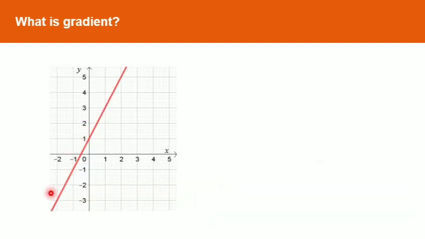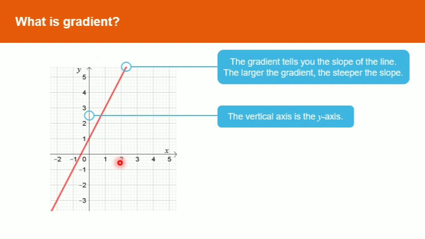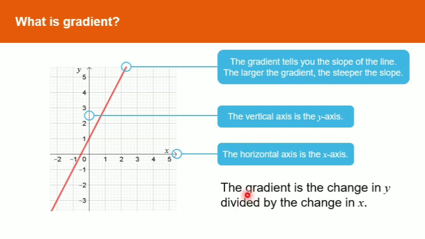You often need to find the gradient of a straight line on the graph. Why? Because the gradient tells you the slope of the line. The larger the gradient, the steeper the slope is. And here I already have the Cartesian coordinates, with the vertical line and the horizontal line. The vertical line is called the y-axis and the horizontal line is called the x-axis. Instead of saying the gradient is the change in height divided by the horizontal distance traveled, we usually say the gradient is the change in y divided by the change in x.